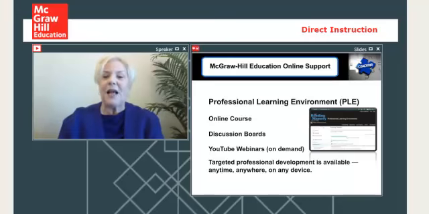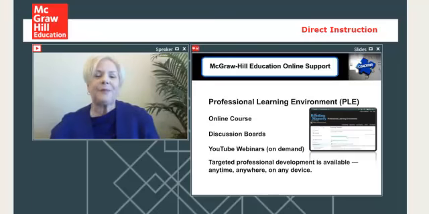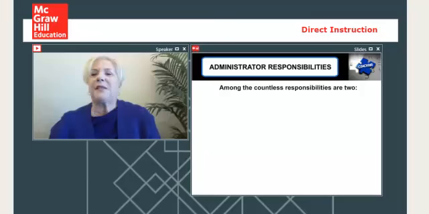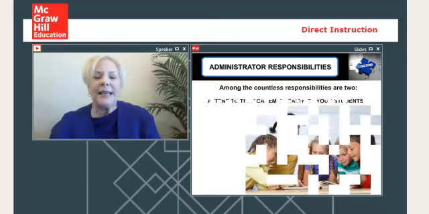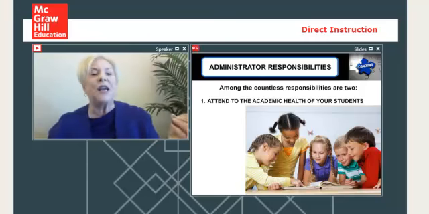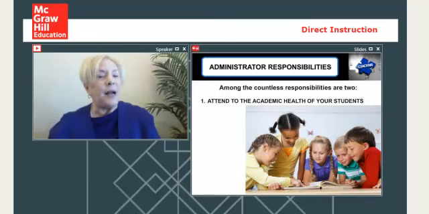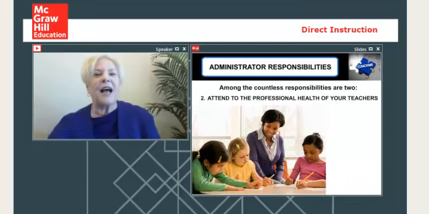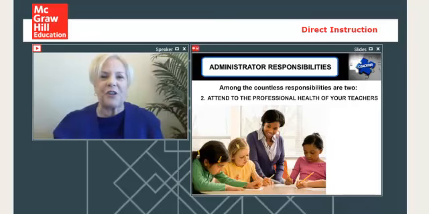As we move on, what we see is the administrator's responsibilities. The administrator responsibilities are countless. They have so much to do. But we're looking at two. One is going to be attending to the academic health of your students. This means that that administrator is really helping with the schedule, making sure we've got the right teachers, that we have the materials, that we have the grouping. So attend to the academic health of your students, but also attend to the professional health of your teachers.